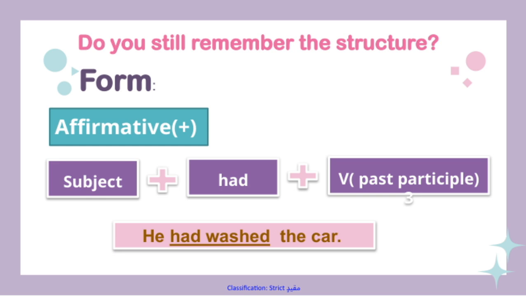Do you still remember the overall structure? It's important because mastering this will allow you to talk about sequences of past events clearly and accurately. So, to recap, the past perfect is formed with had plus the past participle, and it's used to show that one action was completed before another past action. Keep this in mind as we move forward. It's a fundamental part of mastering past tense narration.